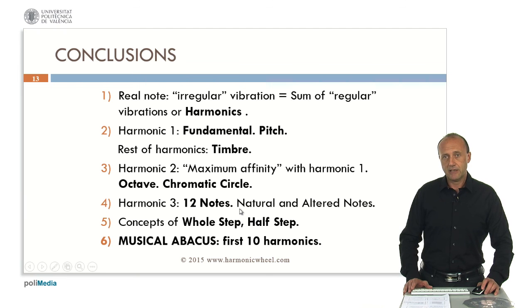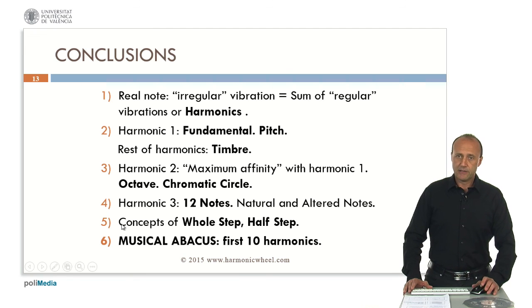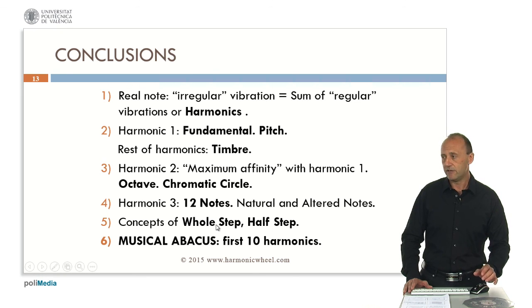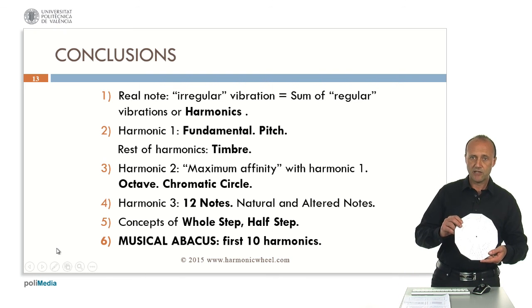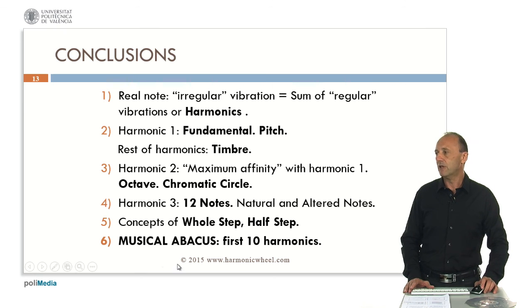To assign the names to the notes is made in a particular way. 7 notes are natural and the other 5 are altered. The distances between 2 consecutive natural notes sometimes is 2 divisions, that is a whole step, and sometimes is 1 division, that is a half step. The musical abacus, which is this tool I showed several times, gives us the first 10 harmonics for every note.